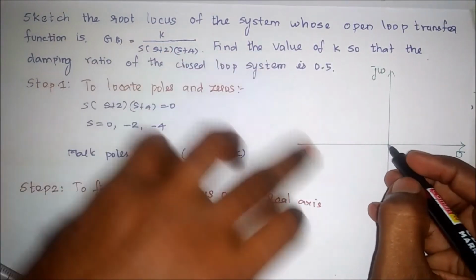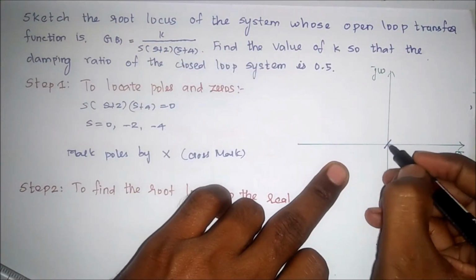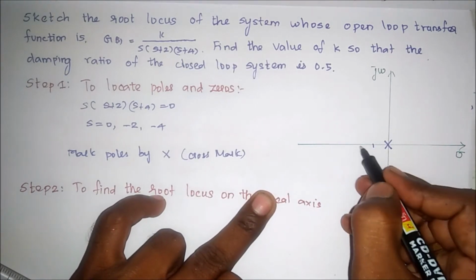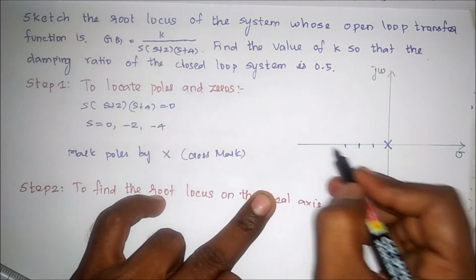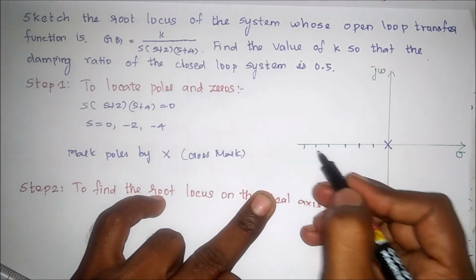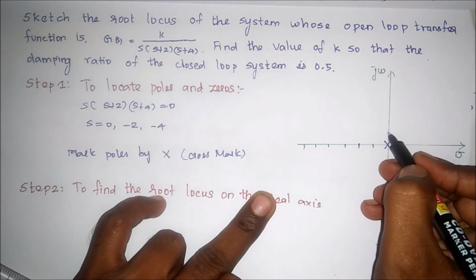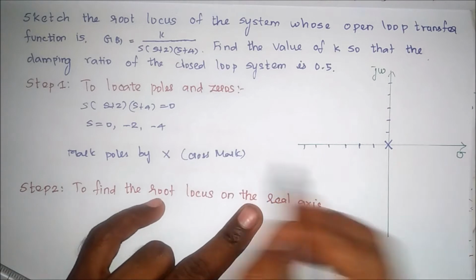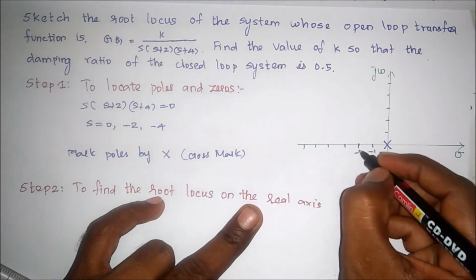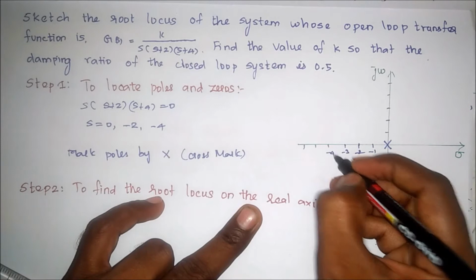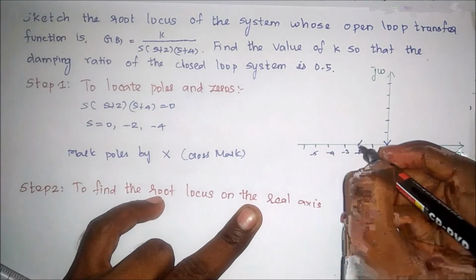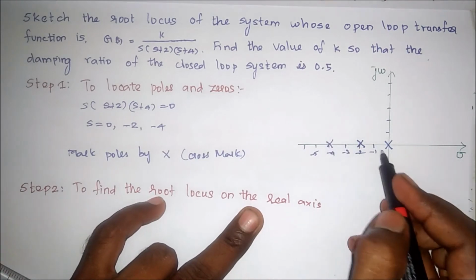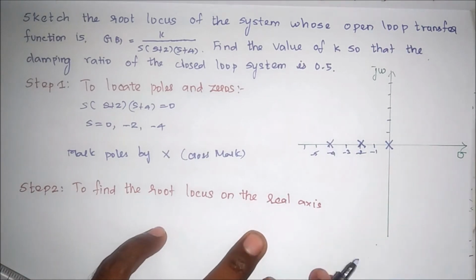Now in this graph, s = 0 is the first pole. Suppose this is 1, 2, 3, 4, 5, 6; these are the units in the graph. Now minus 1, minus 2, minus 3, minus 4, minus 5. Minus 2 is here, so we put a cross mark. Then minus 4. So we have marked all 3 poles in the graph.